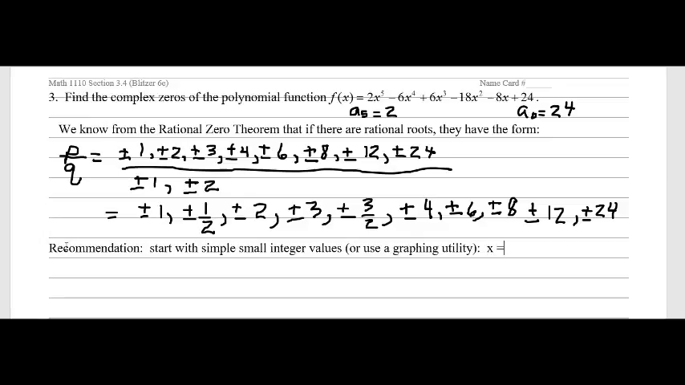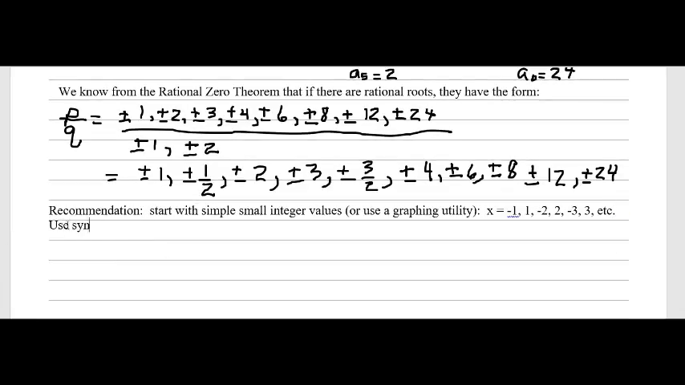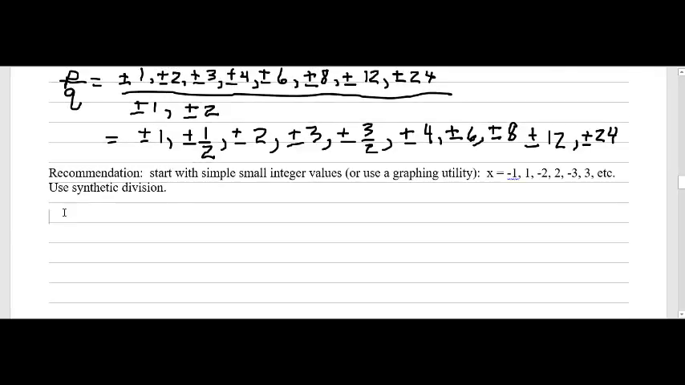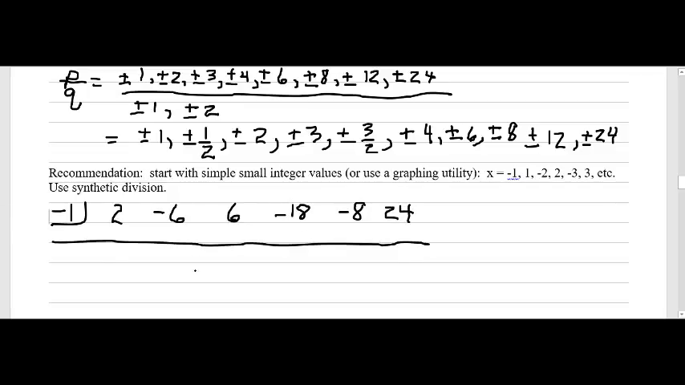So let's start. My recommendation on these problems is to always start with simple small integer values or use a graphing utility. The graphing utility will help you see the x-intercepts and which of these in the list could possibly be roots just by looking at the graph. So I'm going to start by using synthetic division and checking to see if x equals -1 is a rational root. I write the coefficients of the polynomial and do the process of synthetic division.